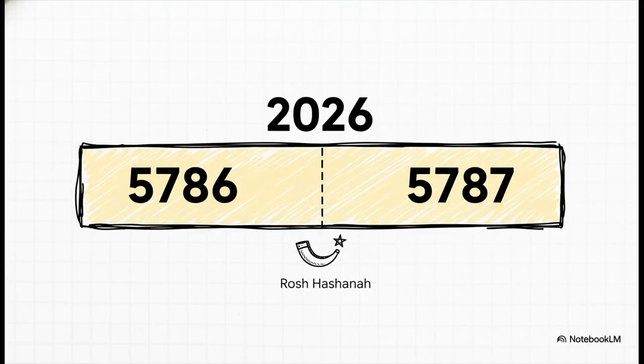First things first, let's get our bearings. The year 2026 doesn't line up perfectly with just one Hebrew year. So the first part of the year, from January all the way to early September, that's actually the Hebrew year 5786. Then, once Rosh Hashanah kicks in, the calendar flips over to the year 5787.